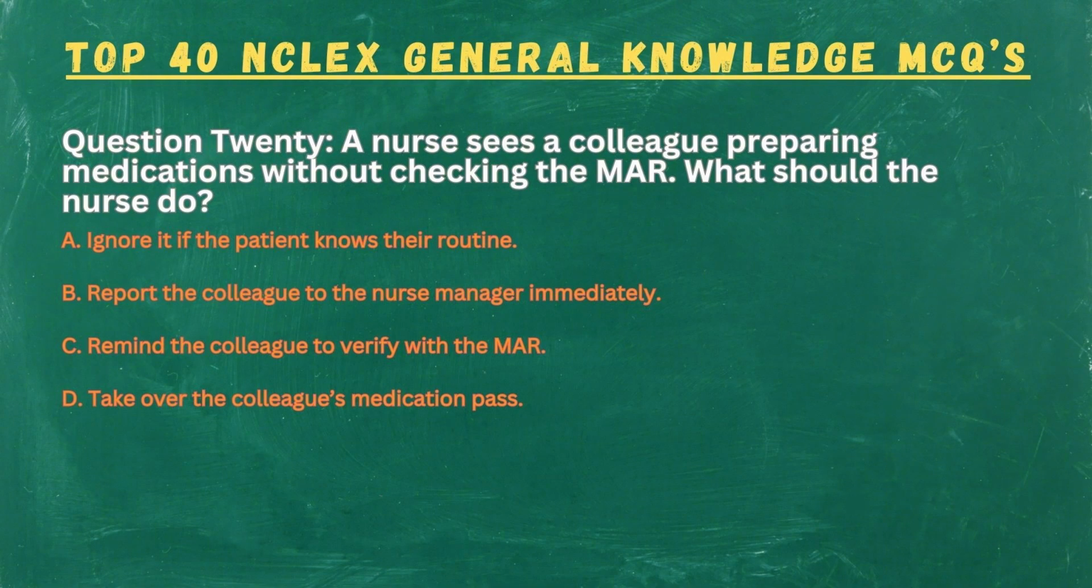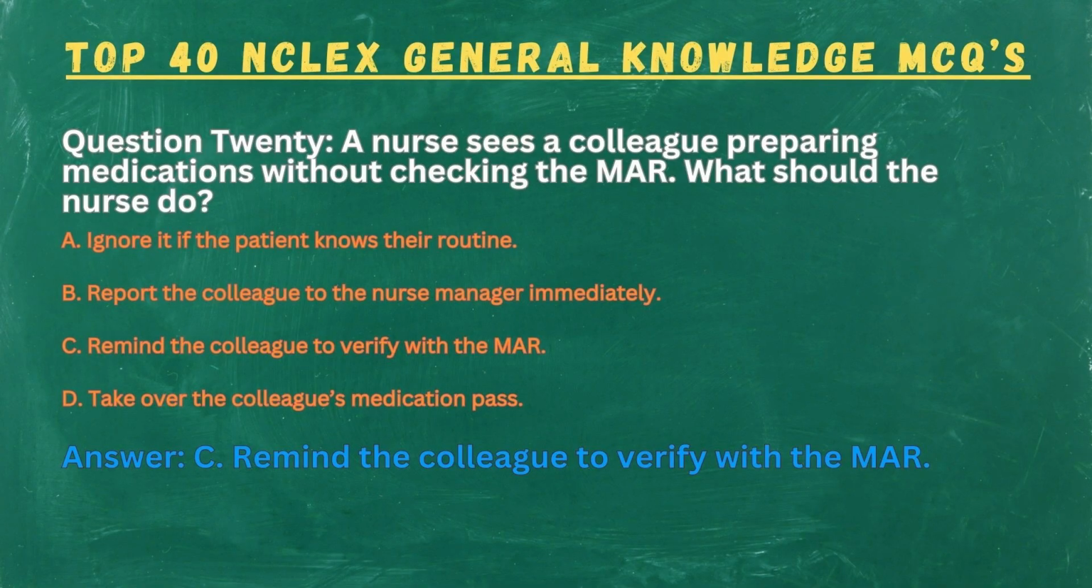Question 20. A nurse sees a colleague preparing medications without checking the MAR. What should the nurse do? A. Ignore it if the patient knows their routine. B. Report the colleague to the nurse manager immediately. C. Remind the colleague to verify with the MAR. D. Take over the colleague's medication pass. Answer: C. Remind the colleague to verify with the MAR.